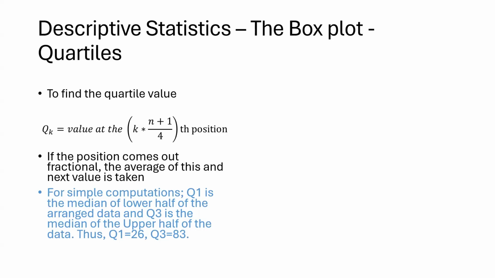For simple computations, again, if you just want to have a very simple understanding of what these values are and how they can be calculated, Q1 is the median of the lower half of the arranged data, and Q3 is the median of the upper half of the data. So, for example, if we had some values in the data set, say 11 values, we are going to find the sixth value, above which are going to be five values and below which are going to be five values.